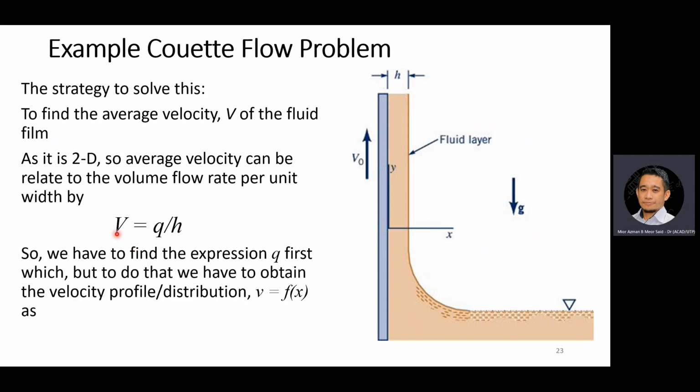And to find this mean velocity, we need to find the volume flow rate first. And to find the volume flow rate, we need to find the velocity profile, or the velocity distribution, which is to find the expression of v, the velocity in the y direction, in terms of some function of x.